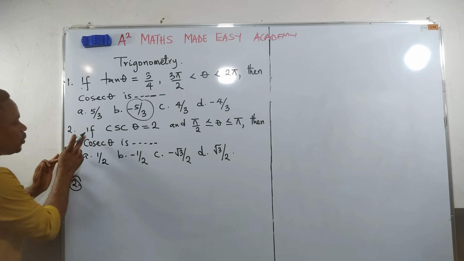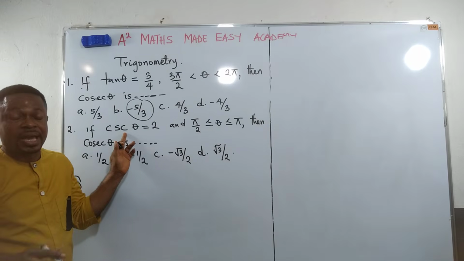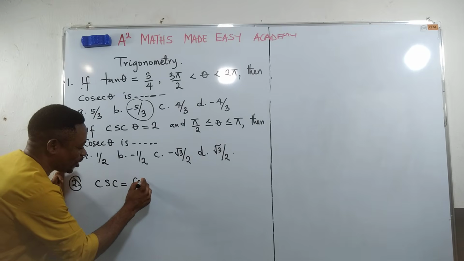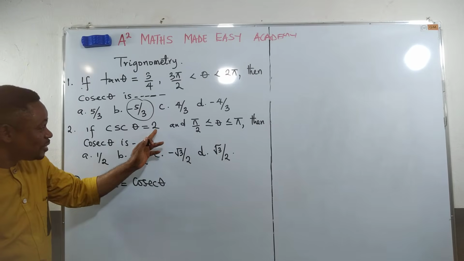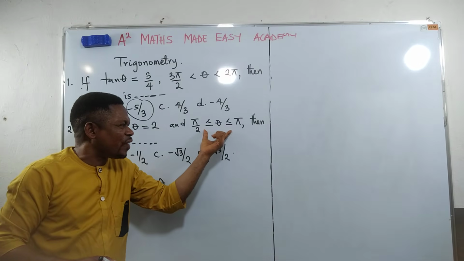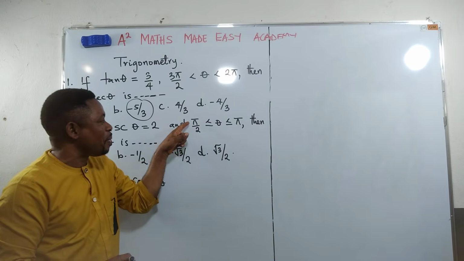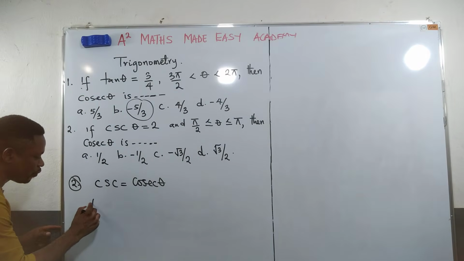Now I want you to observe again. Look at it. If CSC, they have used CSC, right? And the word CSC, don't forget, I say it is called cosec theta. Cosec theta is 2. And they are giving us the quadrant again. Let us convert this. This is in radian. Convert it to degree. Don't forget, I said pi is always 180 degrees. So I want to convert it first.